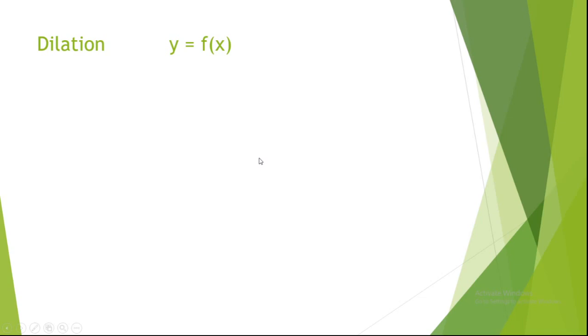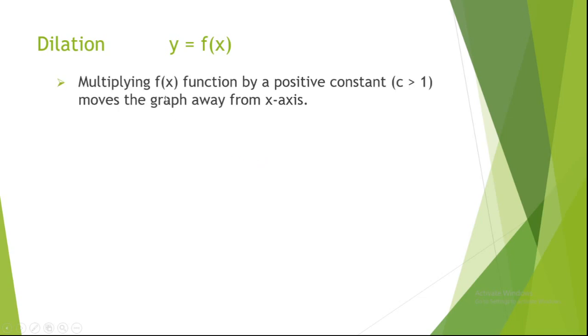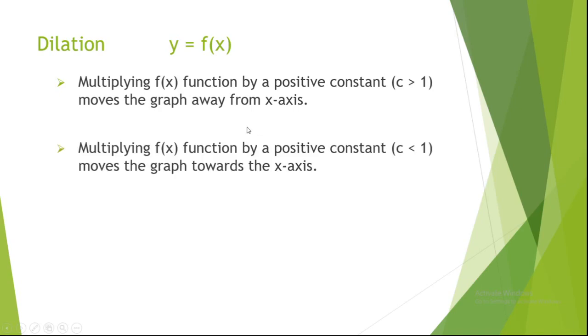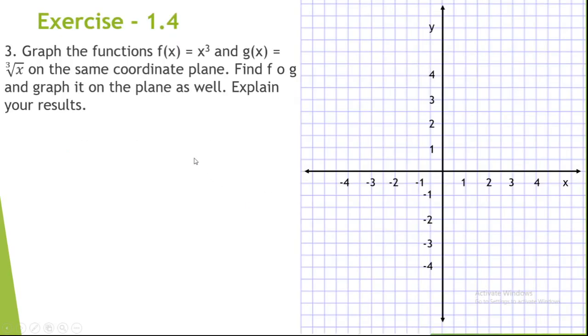Now dilation, where you have multiplication of a function. When you multiply the function with a positive constant greater than 1, the graph will move away from the x-axis. When you multiply the function with a positive constant greater than 0 and less than 1, possibly a fraction, the graph will move towards the x-axis. Away from the x-axis if it is greater than 1, and towards the x-axis if it is less than 1. Right? Now we'll get into sum number 3.